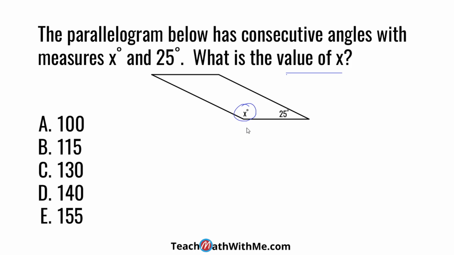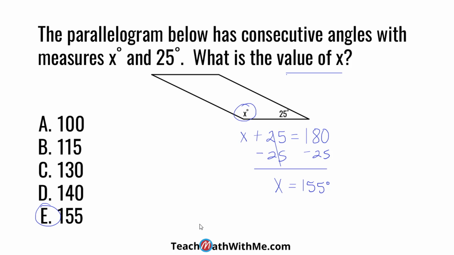And because we're given that this is a parallelogram, I can take the angle x and add that to the consecutive angle 25, and that's going to be equal to 180 degrees. So I'm going to subtract 25 from both sides, and I'm going to get that x is equal to 155 degrees, and that is answer choice E.